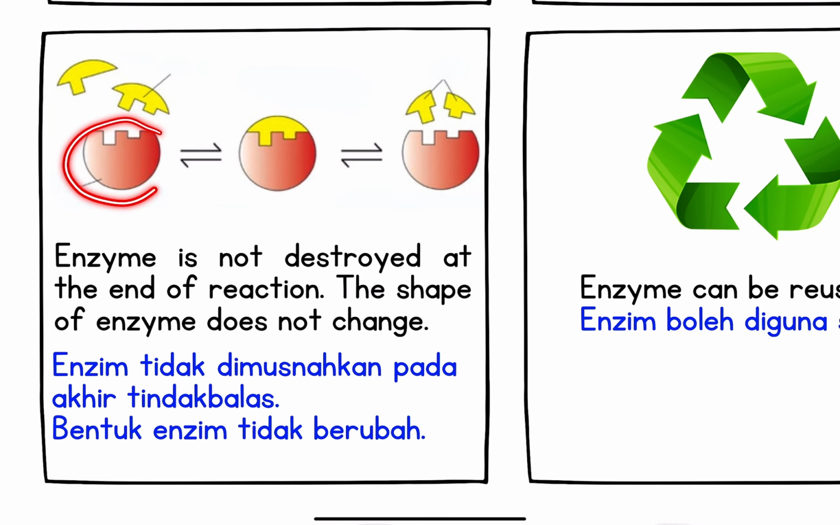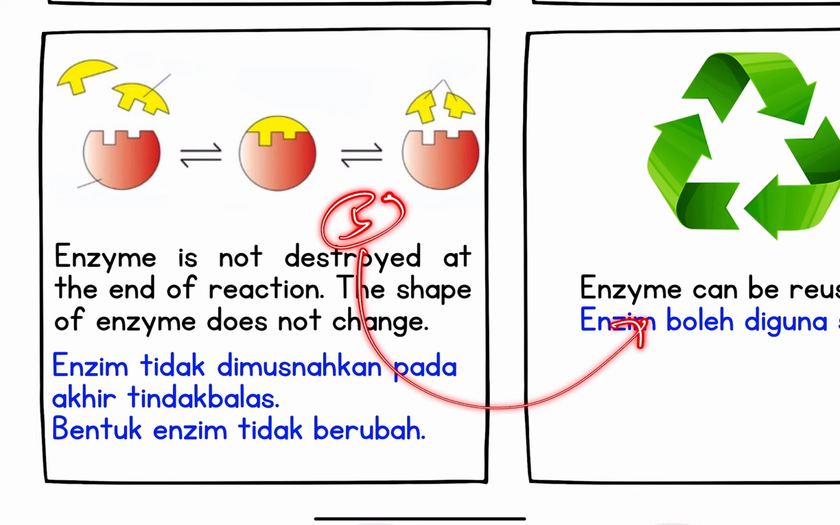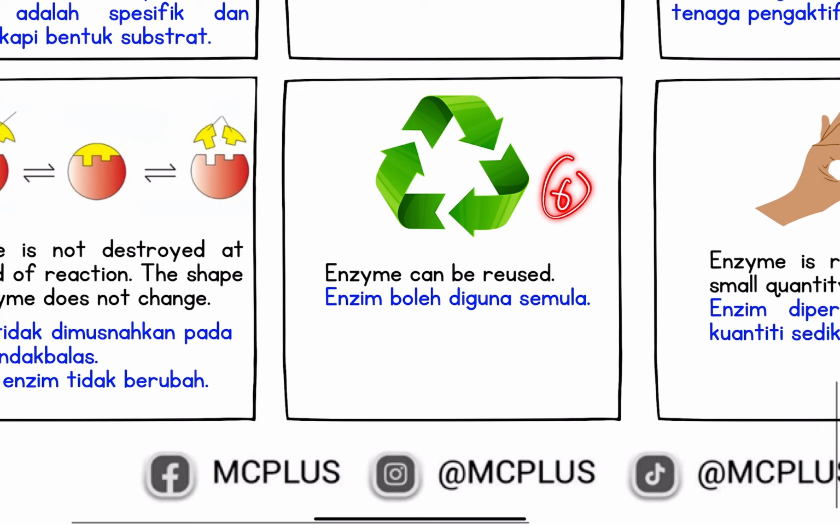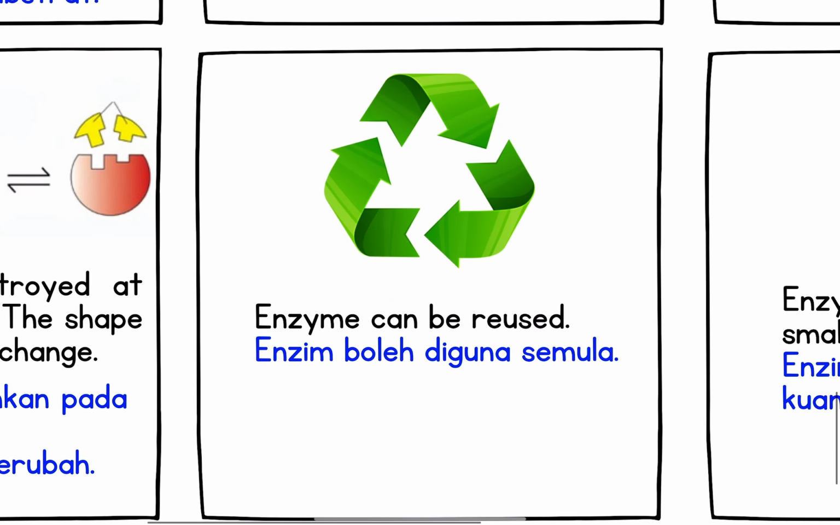Nampak? Ini enzyme in the beginning of the reaction. This is the enzyme at the end of the reaction. It doesn't change. It is not destroyed. So itu je lah number 5. Therefore, since it is not destroyed, enzyme can be reused, boleh diguna semula. After it has done catalyzing the first reaction, it will go to the next reaction. After dia dah done dengan the first substrate, dia akan pergi ke substrate yang kedua, lepas tu ketiga and so on.